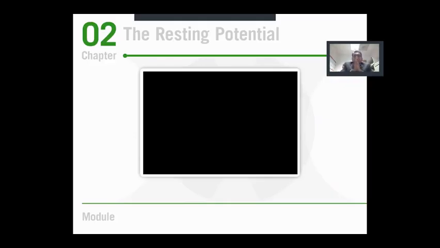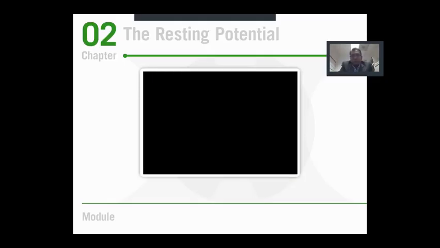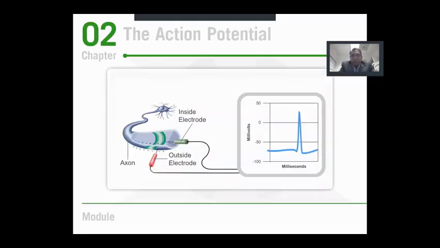Okay, so there are more sodium ions outside of the neuron, and there are more potassium ions inside. And that is key and important to remember during the resting potential. Okay, so what is action potential then? Well, action potential is this sudden reversal of the membrane potential difference at a specific point on the axon.